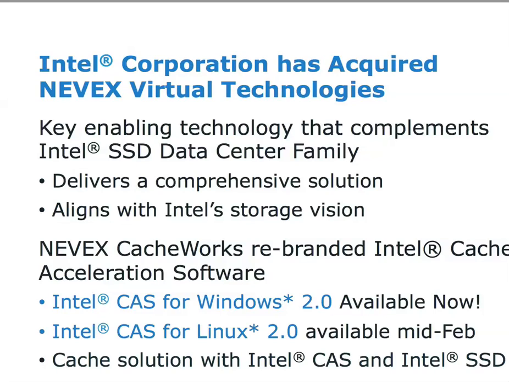Now, we didn't say a lot about the acquisition at the time that it happened, because when we wanted to go out to the market to tell the world that Intel was a player in the cache space, we wanted to ensure that anybody who took interest could actually buy the product. And that is now all wrapped up. We are currently shipping Intel Cache acceleration software for Windows 2.0. That started shipping in December via Intel's channels and is available through all of Intel's distribution and through its support infrastructure. We have Intel Cache acceleration software for Linux coming in February.